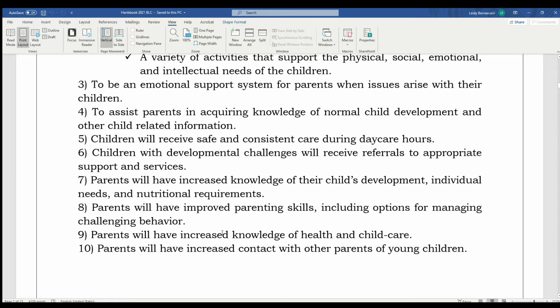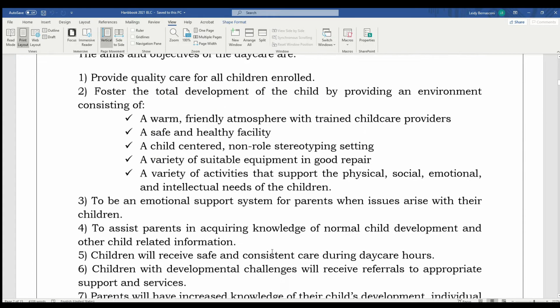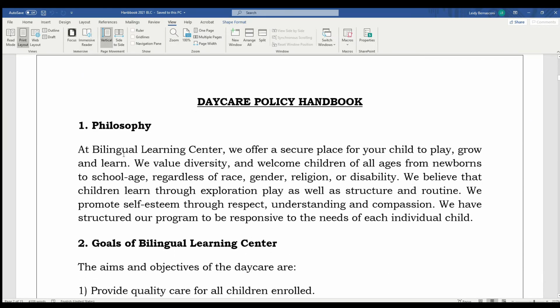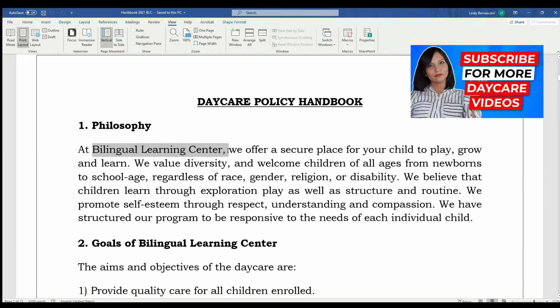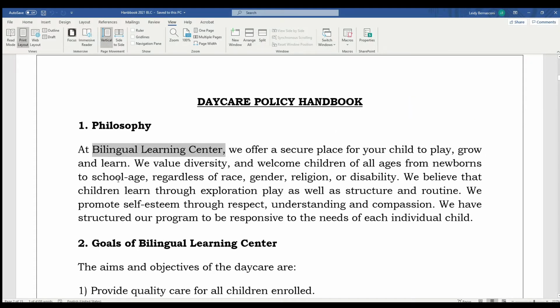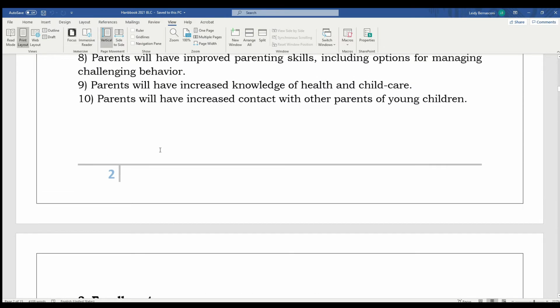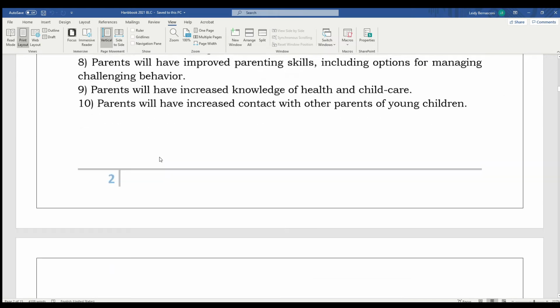If you want to use them, remember I'm selling this. You guys are welcome to use my copy. Just I recommend you to make changes here, for example, in this part. Read the whole handbook. And in this part, you should put the name of your business. Now let's go to page number 2.